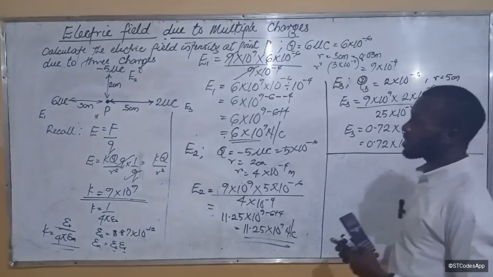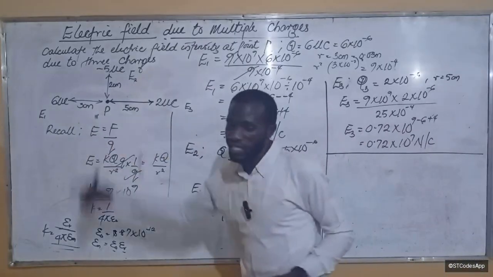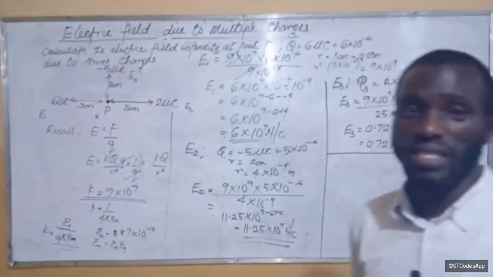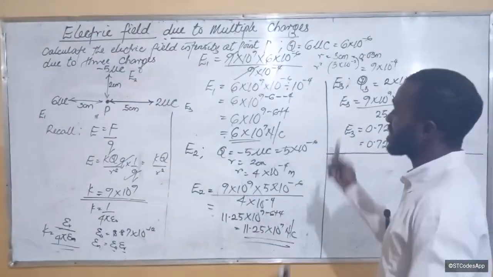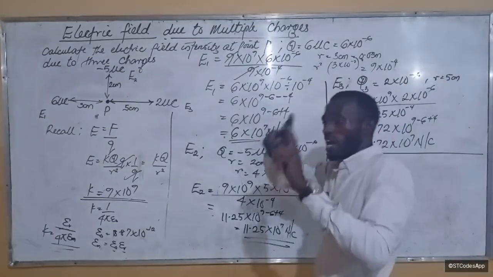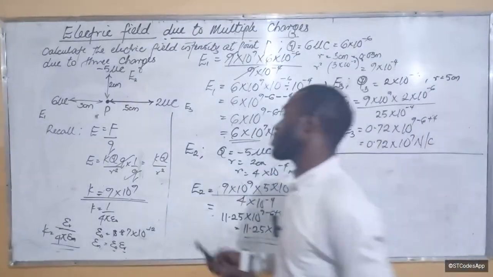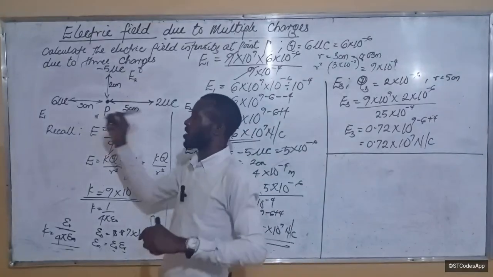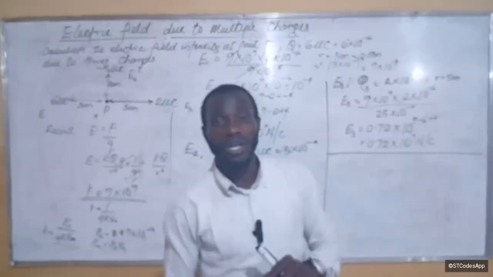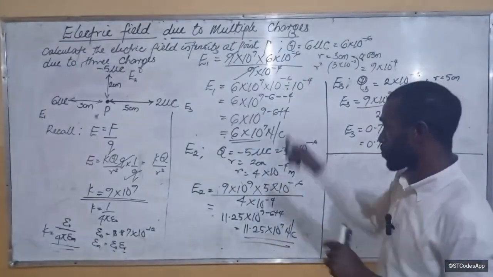Now, in order to know the actual electric field intensity that will be felt here, these that we just calculated are the intensities due to each of the charges individually. But what intensity will be felt here? That's what we want to calculate. Now we'll do the vector sum of both of those.